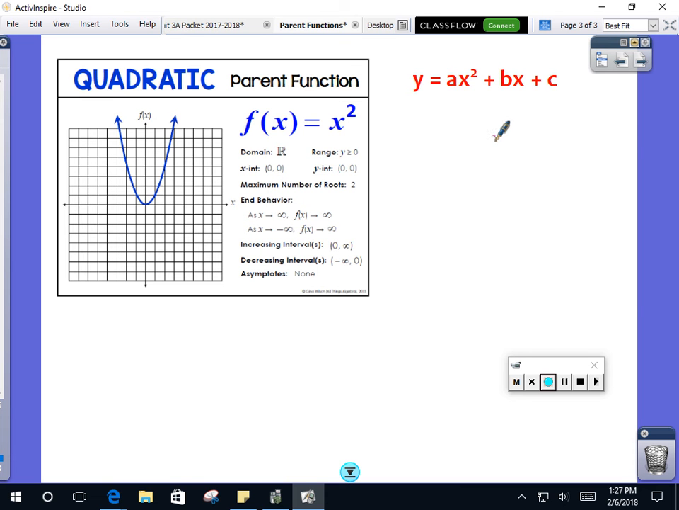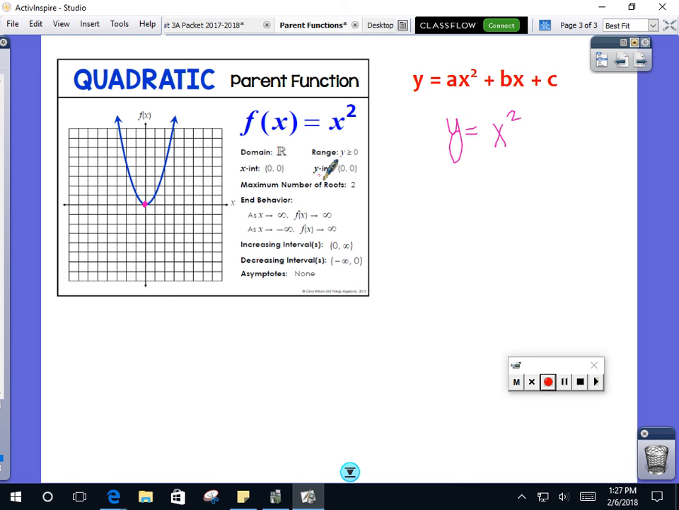But the parent function is just y equals x squared. So in that case, the b would have been 0, the c would have been 0, and the a would have been an understood 1. Okay, this is what the parent function looks like. It starts at 0, 0, and then it goes up.